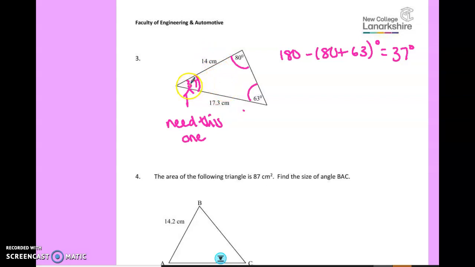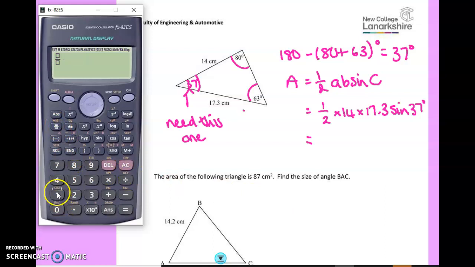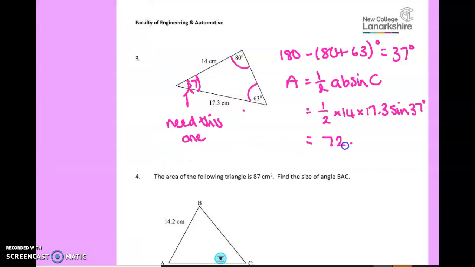Then I can use two sides and my included angle. Area of a triangle is half ab sine C. Half times 14 times 17.3 sine 37. Half times 14 times 17.3 sine 37, 72.88 centimetres squared.